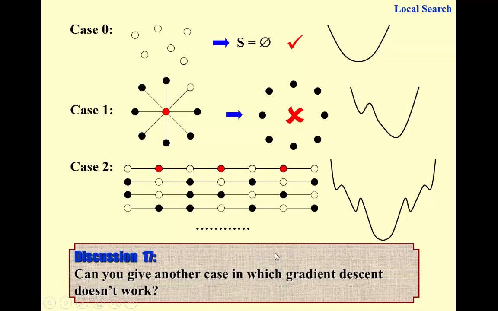Okay, so let's pause the video here. Try to think about more cases in which the gradient descent doesn't work. Okay, I'm sure you have found all kinds of cases, right? Now think, what is wrong with this method? And how can we make any improvement?